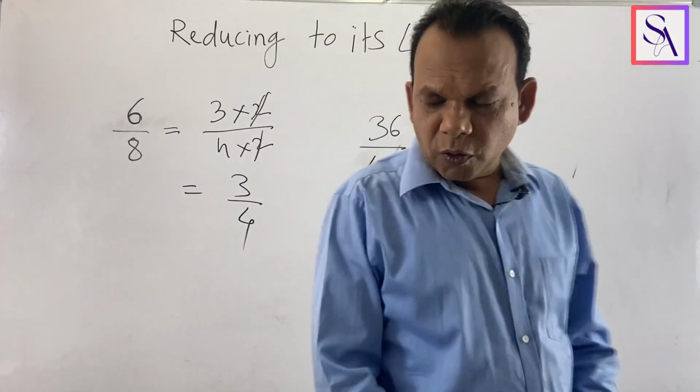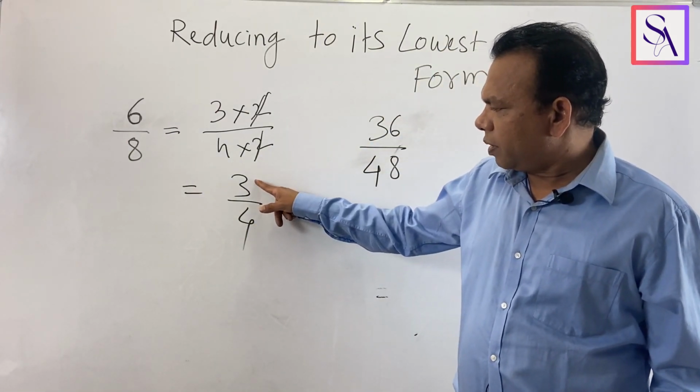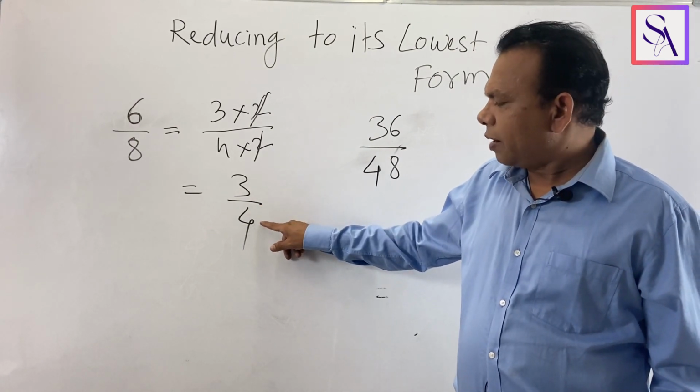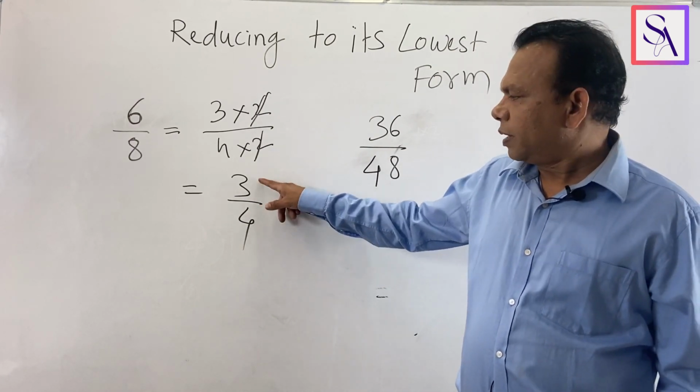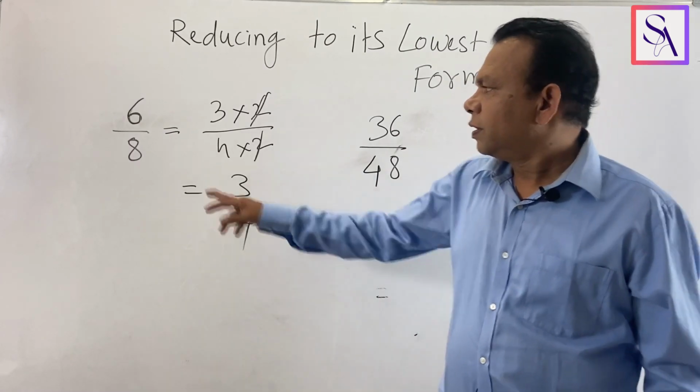Now this 3 by 4 cannot be reduced further because 3 is a prime number, and 4 can be factorized further, but here a prime number came. So 3 by 4 is the lowest form of 6 by 8.